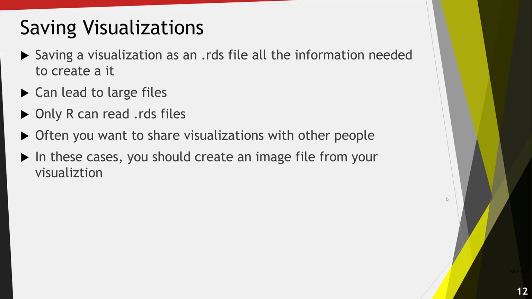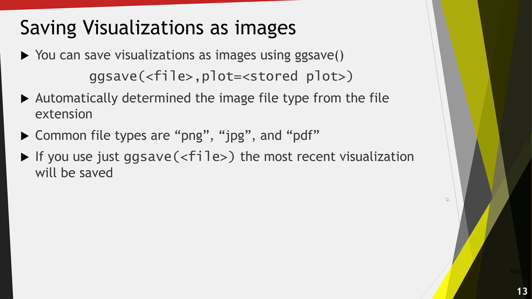In these cases, you might rather create an image file from your visualization, which is just a picture of your visualization stored in a common image format. ggplot makes this very easy. There is a function called ggsave that will take your visualization and convert it to an image file on your disk. This function takes two arguments. First, a path to the file where you would like the image saved. And second, it takes a plot argument, which is a variable containing your visualization.